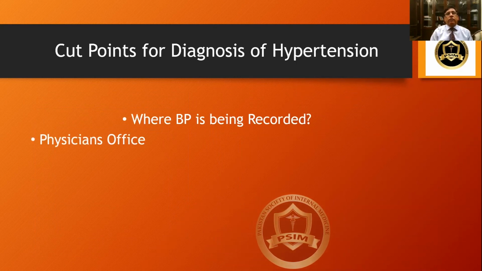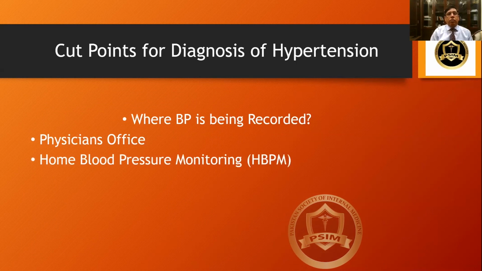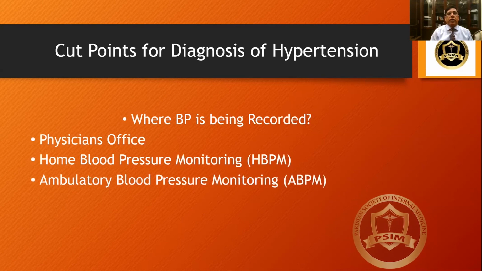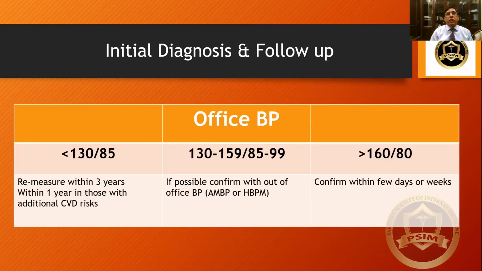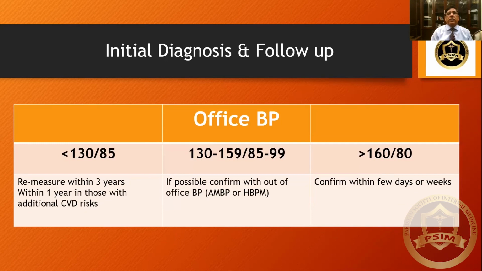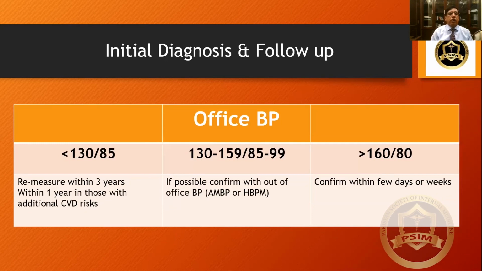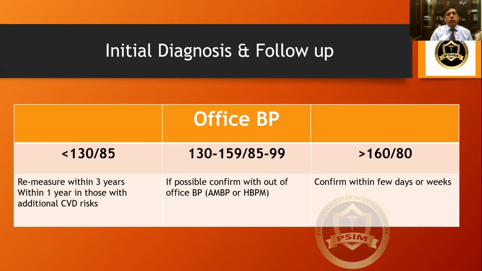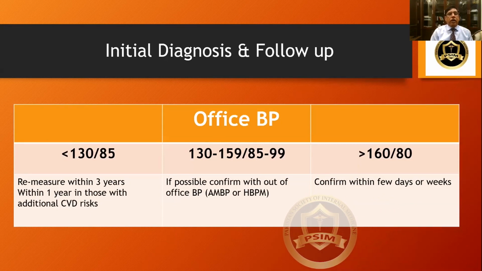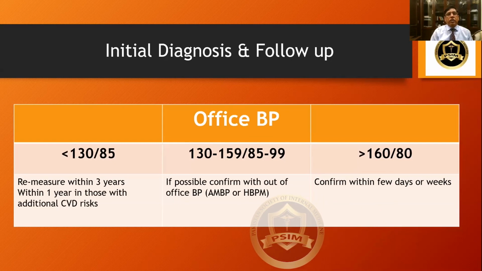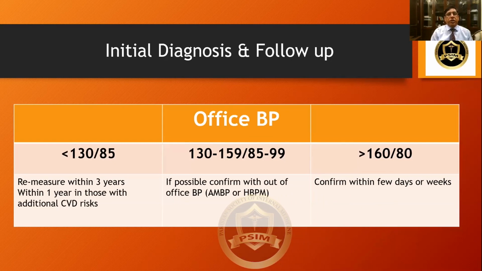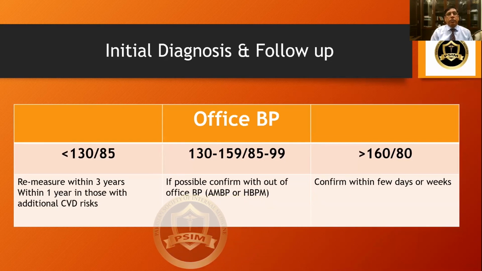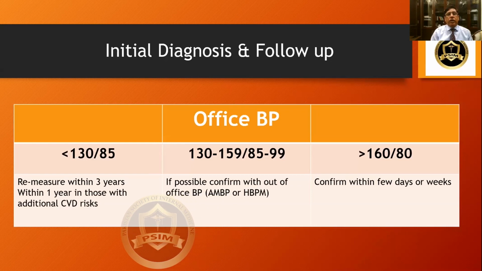Is it being recorded in a physician office? Is it home blood pressure monitoring? Or is it ambulatory blood pressure monitoring? And if the initial diagnosis is made in the office, how does this patient need to be followed up? So if on a first visit, the blood pressure recorded is less than 130/85, and there are no additional cardiovascular disease risk factors present, this patient should be rechecked after about 3 years. But if there are risk factors, the patient needs to be re-examined after 1 year.